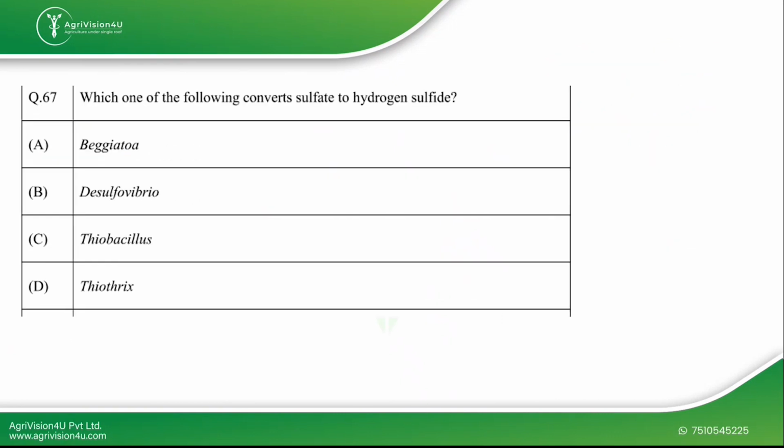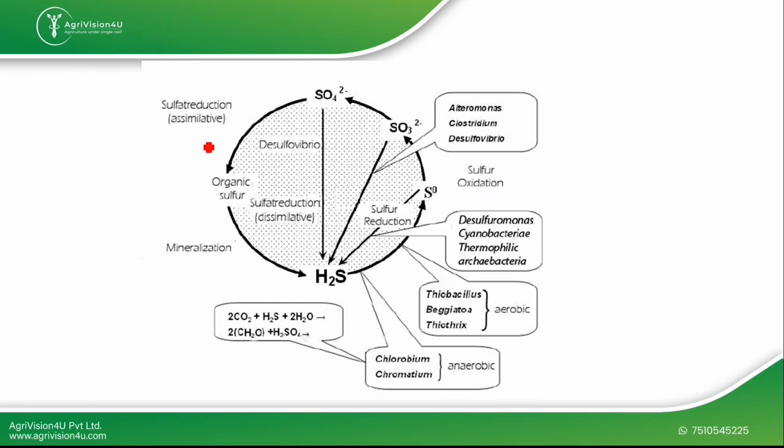Now the second question is, which of the following converts sulfate to hydrogen sulfide? The options are Desulfovibrio, Beggiatoa, Thiobacillus, and Thiothrix. For this solution, we have to look at the sulfur cycle and how it happens. Here in this figure, you can see there are basically three steps: assimilative sulfur reduction, mineralization, and sulfur oxidation. The question was how sulfate is reduced to hydrogen sulfide.